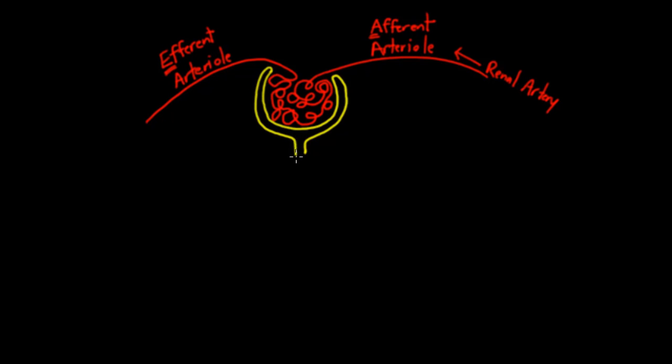This is the first time we're taking a look at something that is not a blood vessel in the kidney, and it begins our journey of urine. So this thing is called the Bowman's capsule. Bowman's capsule. This is the thing in yellow that I've drawn for you.